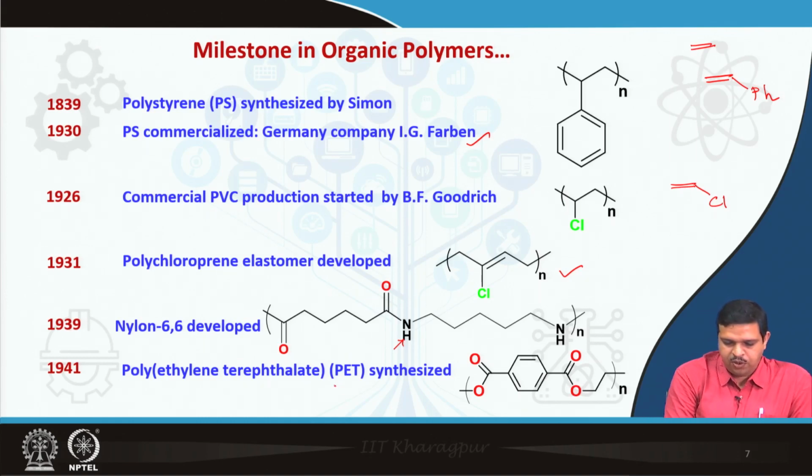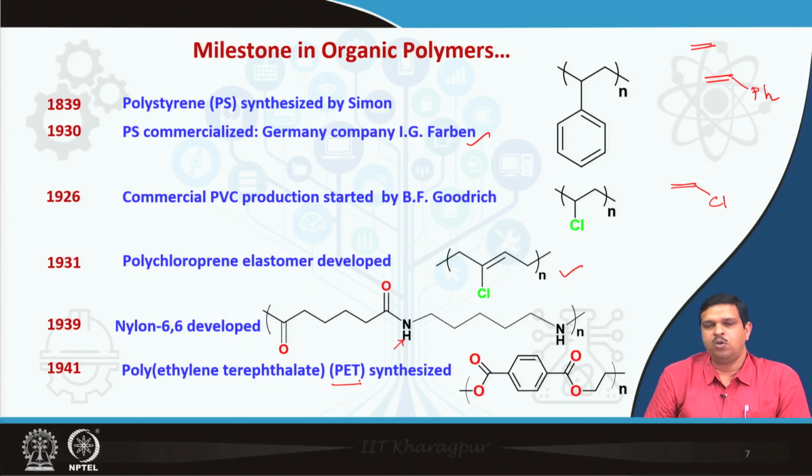PET, all of you use in daily life. Although now the government is forcing to ban this kind of material due to the environmental issue, these are heavily used in daily life. That is polyethylene terephthalate, PET. The chemical structure of the PET polymer is like this. You will see this is basically a polycarbonate type of material.